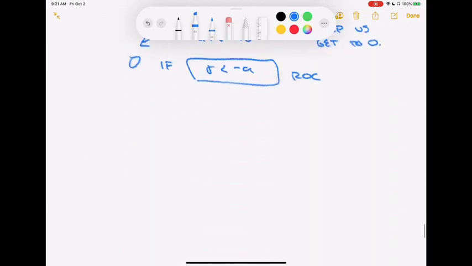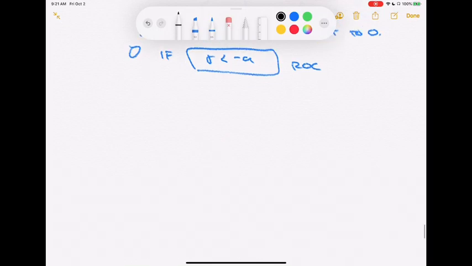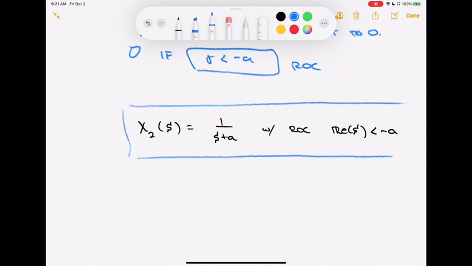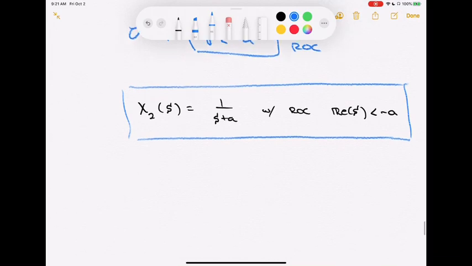So I can put all that together and I can get my final result. I get x2 of s, right, as being equal to, I'm going to have a 1 over s plus a, right, with a region of convergence of the real part of s, which is just sigma, right, being less than minus a. Okay, that would be my final answer in there. Okay, I went ahead and did the math, and I got an expression for some values of s that let it not blow up to infinity, that region of convergence.